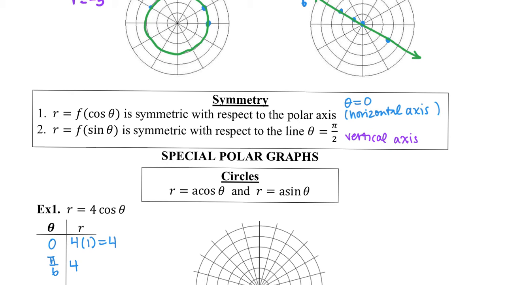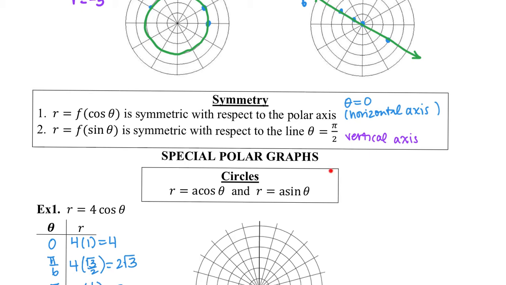Okay, 4 times the cosine of pi over 6. The cosine of pi over 6 is root 3 over 2, which simplifies to 2 root 3, which I don't really want to graph, so I'm going to see if I can do it without that point. Eventually, you'll just include points that are easier to graph because it's easier for you. Okay, if I do pi over 3, the cosine of pi over 3 is 1/2. 4 times 1/2 is 2.